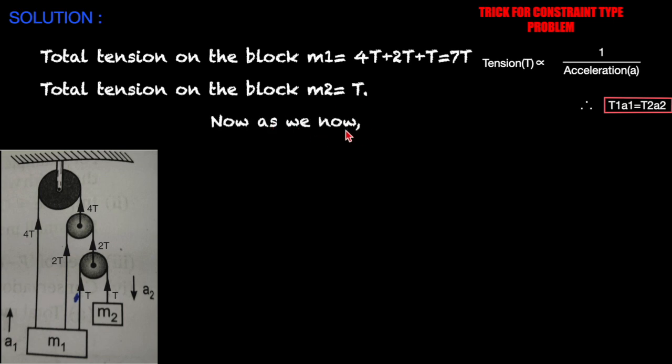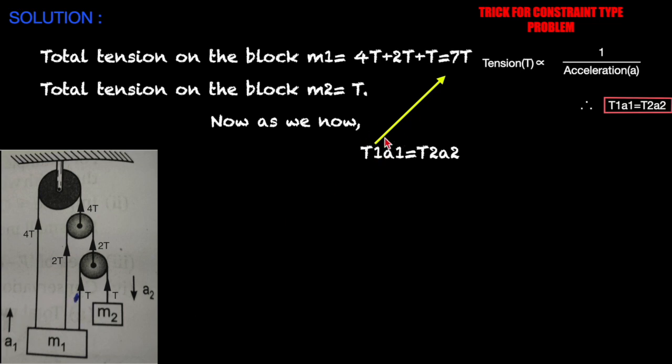Now what we do, we can use our trick. The trick says T1A1 is equal to T2A2. Now we have to replace the value of T1 with 7T. As you can see, the tension connected to the block M1 is equal to 4T plus 2T plus T, which is equal to 7T.